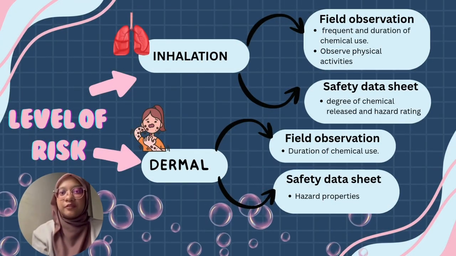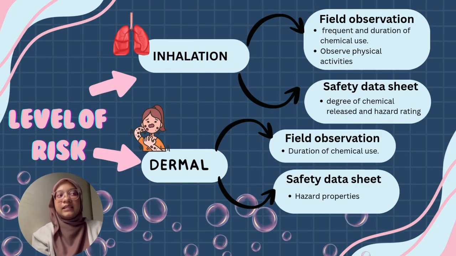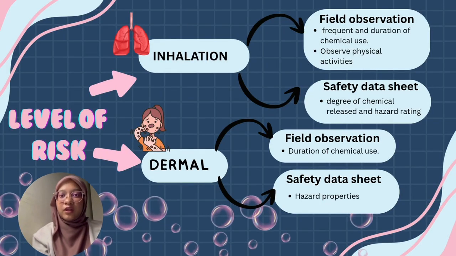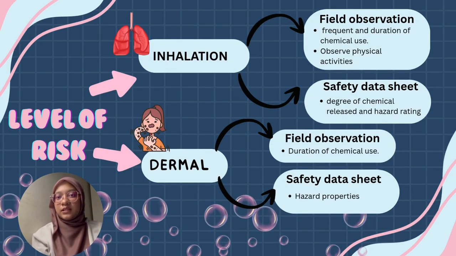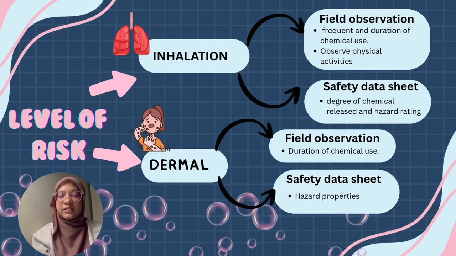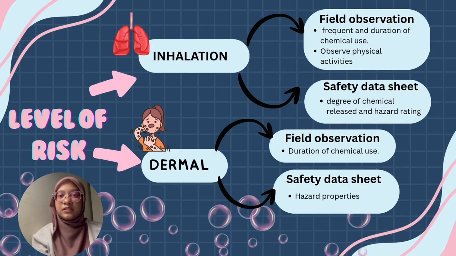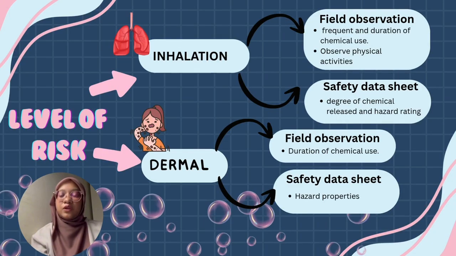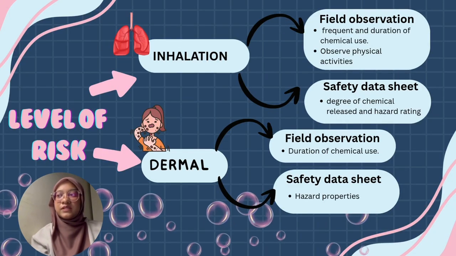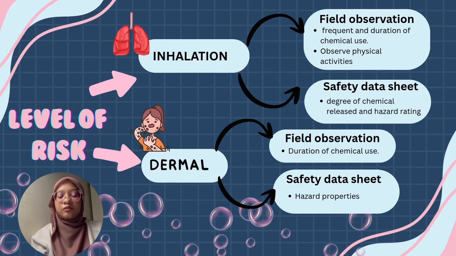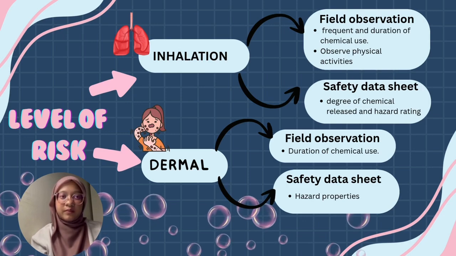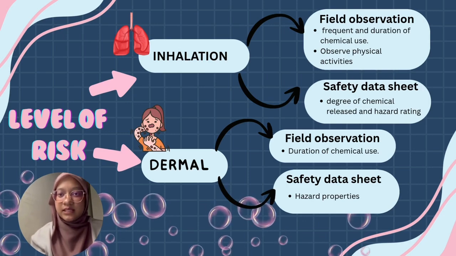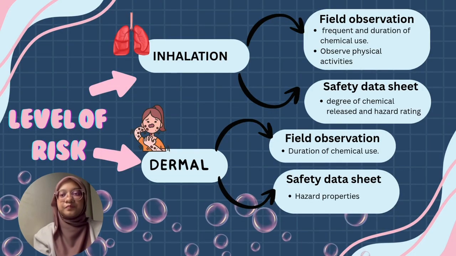Level of risk. There are 2 things that we need to determine. First, inhalation and second, dermal. To determine it, we do field observation and refer to safety data sheet, which is SDS. For inhalation, we ask the laboratory assistant the frequency and the duration of chemical use. We also observe the physical activities. To determine the degree of chemical release and hazard rating, we refer to SDS in section 2 and section 9.